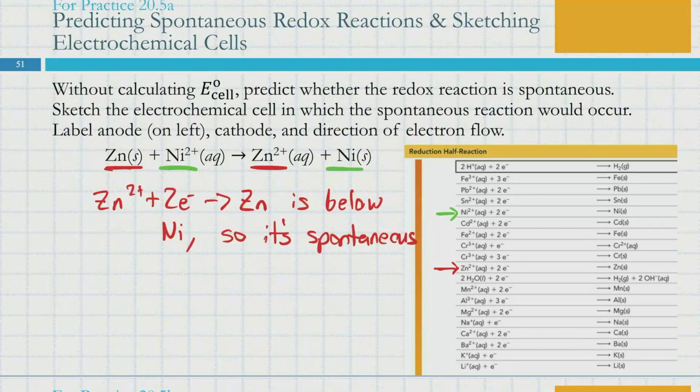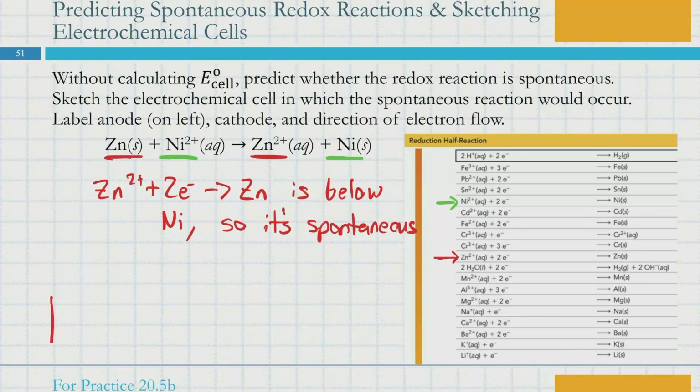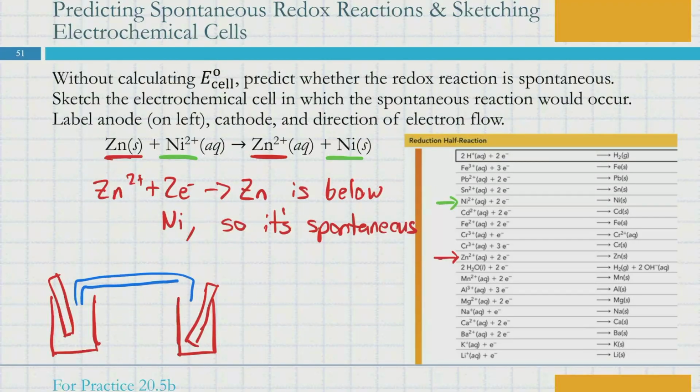And then we want to sketch the electrochemical cell. And this is where my lack of training as an artist really shines. Okay, we've got electrodes. We also will draw a salt bridge just for fun. It's not really important that you draw the solutions. The salt bridge needs to go into the solutions though. And then we also need a wire. Okay, so that's our wire. We've got electrons flowing in the wire.